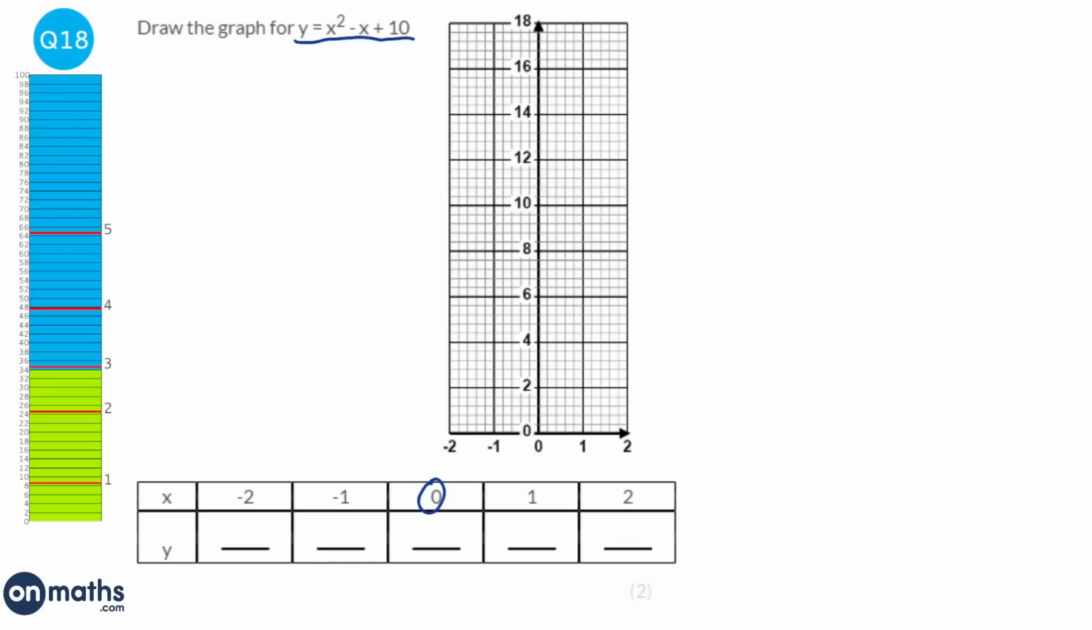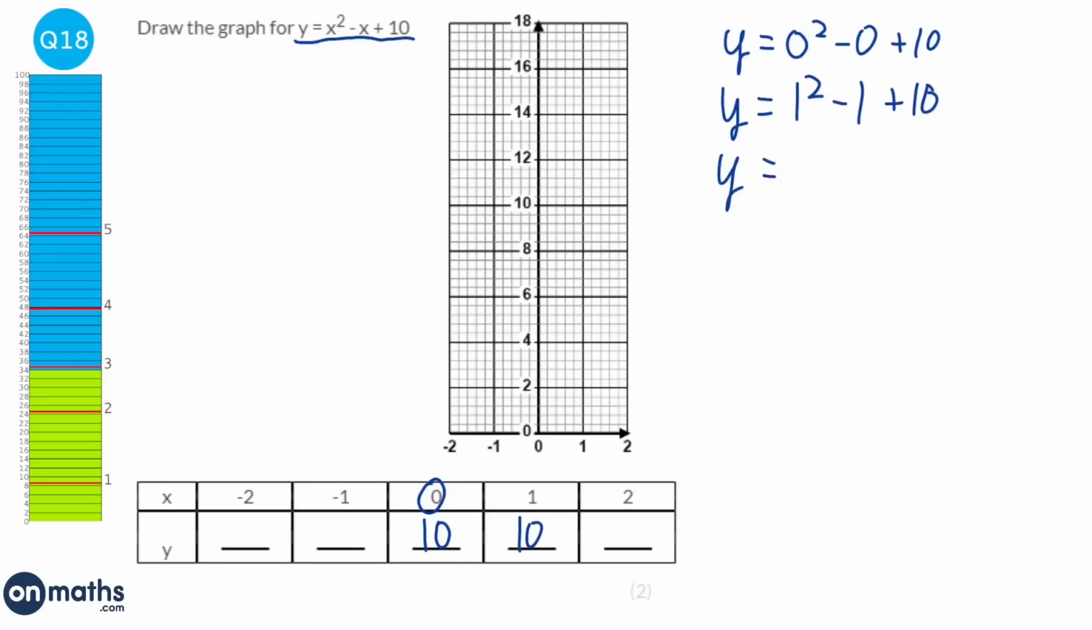So we're going to start off with x equals 0, and we're going to write out this equation but with 0 every time it says x. So it's going to be y equals 0 squared minus 0 plus 10. Well, 0 squared is just 0, so 0 take away 0 is just 0, plus 10 is just going to be 10. So the answer there would be 10. Could do the same for 1. So it would be 1 squared minus 1 plus 10. Well, 1 squared is 1, 1 take away 1 is 0, plus 10 is 10. So that will also be 10.